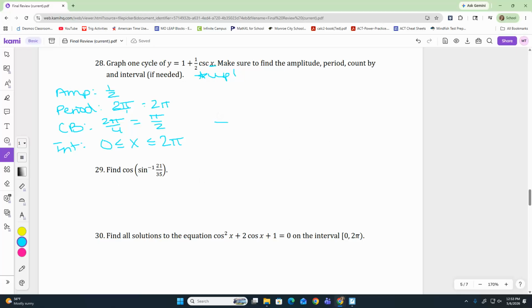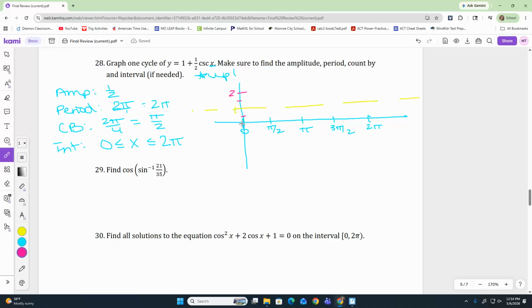Okay. So my graph. Starting this at 0, adding pi over 2 each. So 0, pi over 2, pi, 3 pi over 2, and 2 pi. All right, we are going up 1. Amplitude is a half. So I'm going to go up a half from there and down a half from there.